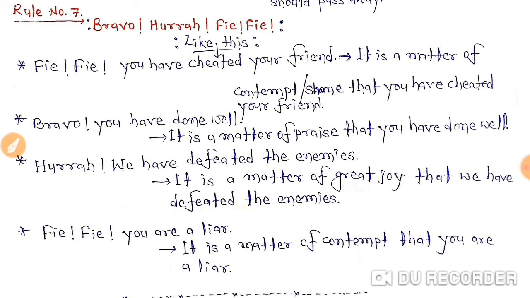So students, here you are able to see many examples for interchanging interrogative sentences into assertive sentences and exclamatory sentences into assertive sentences also. So just go through all these sentences and rules and you will be able to interchange and transform all types of sentences into other sentences, right?